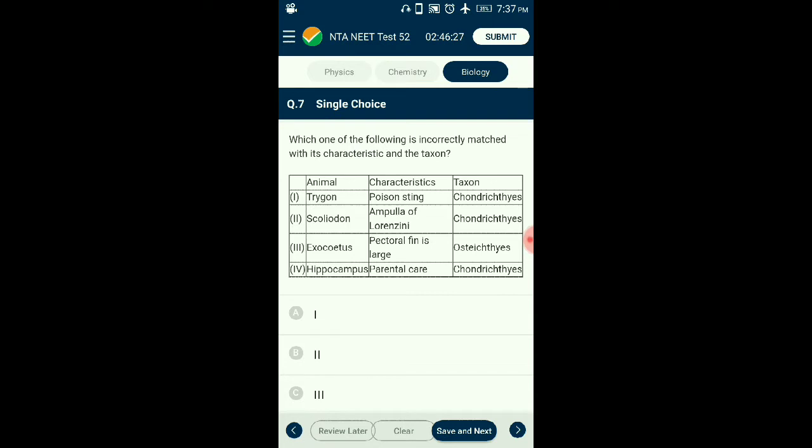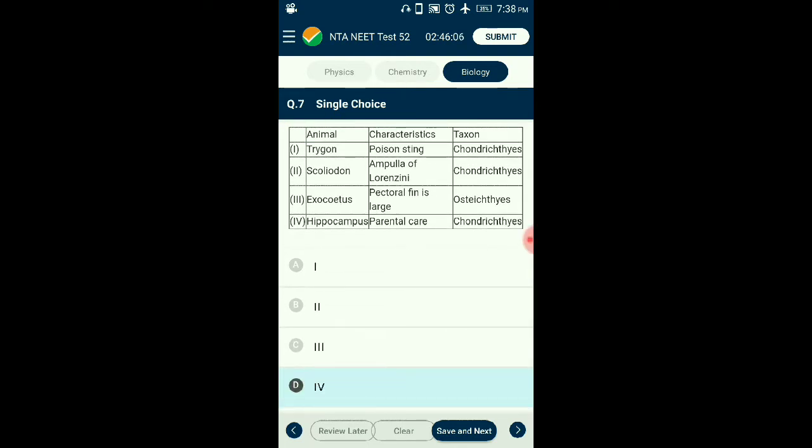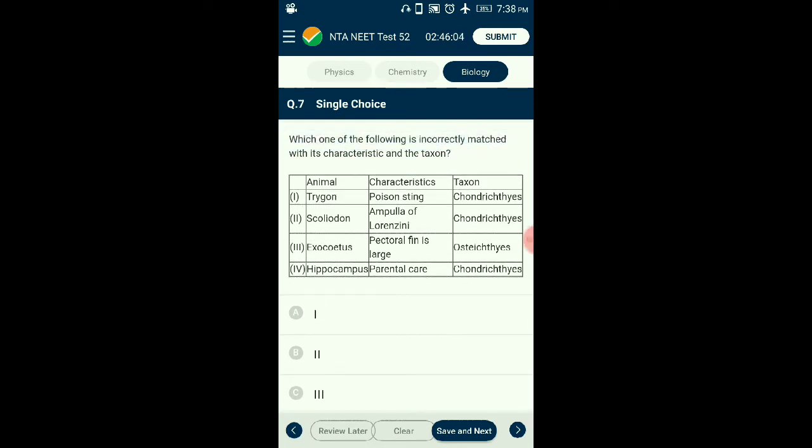Exocoetus, also known as flying fish, possesses large pectoral fins, and Hippocampus, commonly known as seahorse, exhibits a special feature of parental care, where the male partner takes care of the eggs until hatching. So the answer is option D. From the given four statements, the fourth one is incorrectly matched.